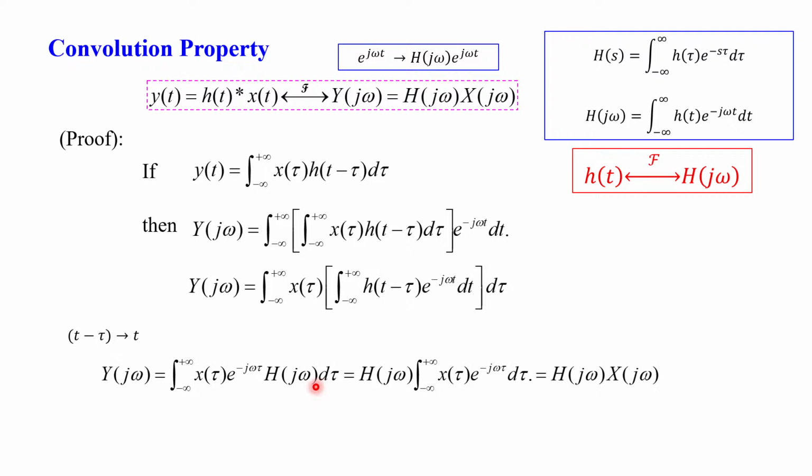Okay, so we got H of j omega here, but H of j omega doesn't depend on tau, so you can put it outside the integral, and then you look at this integral, you realize that's big X. So, yeah, that's the derivation. Big Y equals big H times big X. Any question? No. Okay, nice.